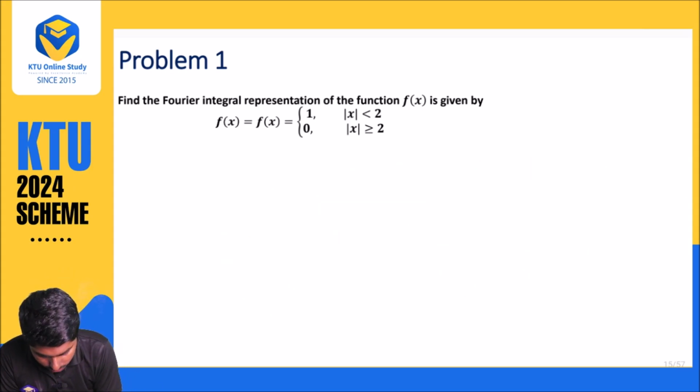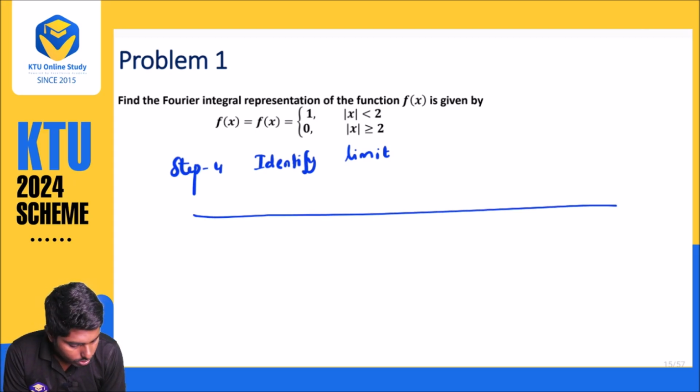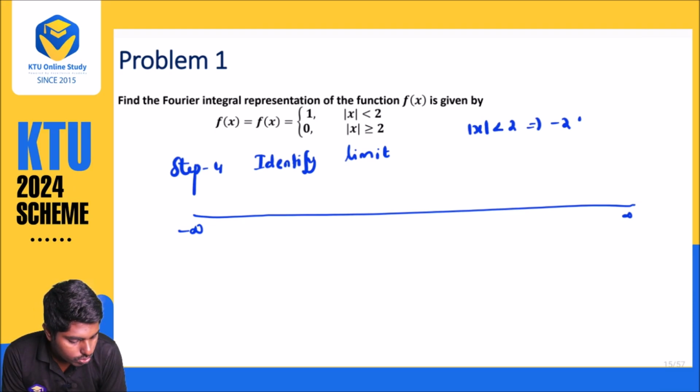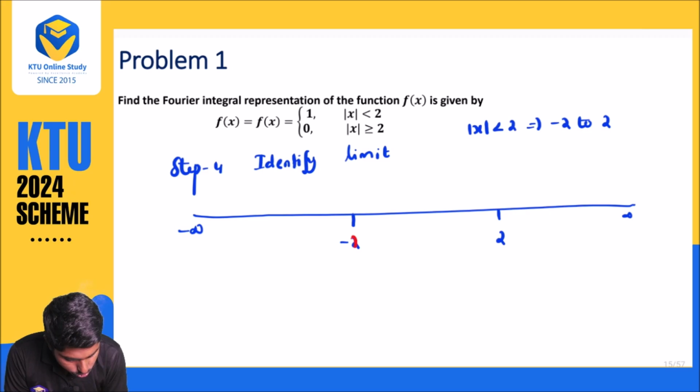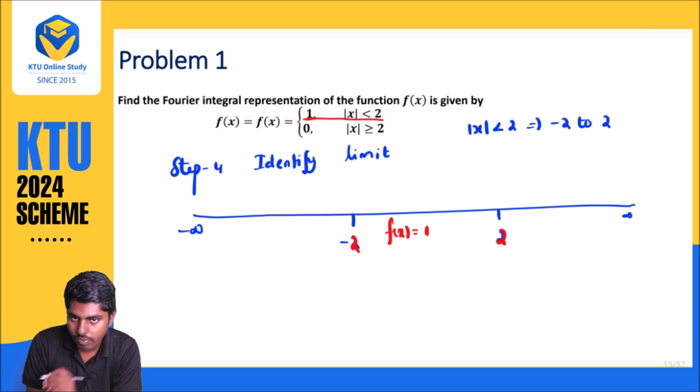Now step number 4, identifying the limits. Let me draw the diagram, it will be helpful for you. From minus infinity to infinity, they have given mod x less than 2, which means minus 2 to 2. In minus 2 to 2, what is f of x? Our f of x value is 1 for mod x less than 2.